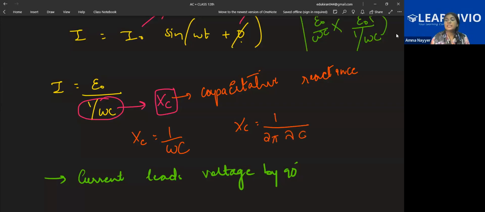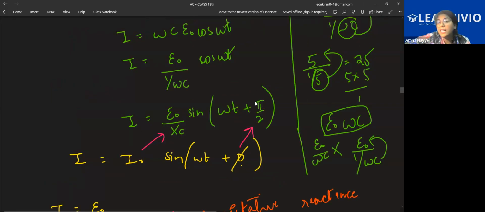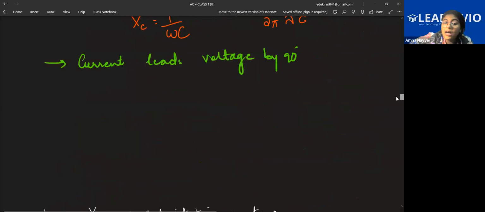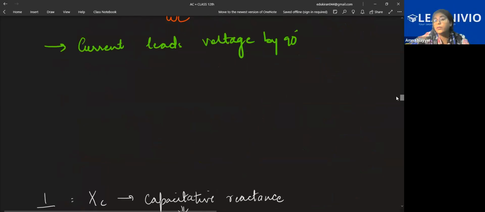And what is happening here? Rest of the thing is fine. But what is exactly happening here? Plus pi by 2, and that too in the current's equation. Means current is leading because the plus sign is there, something is being added. Current is leading by 90 degrees. In the previous case, voltage was leading. Now current is leading, with 90 degree.